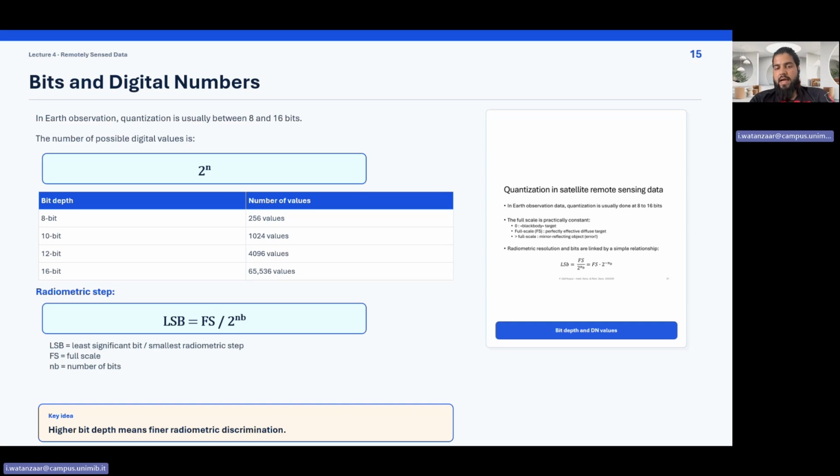The key idea here is that the higher the bit depth, the finer the radiometric discrimination. Why is it important? Suppose we have a 16-bit depth and compare it with 8-bit depth, which is 256 values. The 16-bit depth is much better and really helps define radiometric discrimination. The captured signal is very clear, and it can differentiate between the shadows, the colors, and how bright and illuminated the object is. So the higher the bit depth, the finer the radiometric discrimination will be.